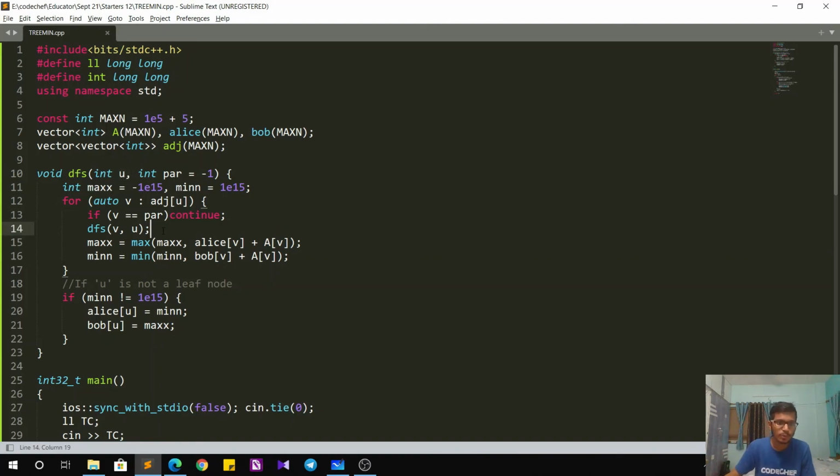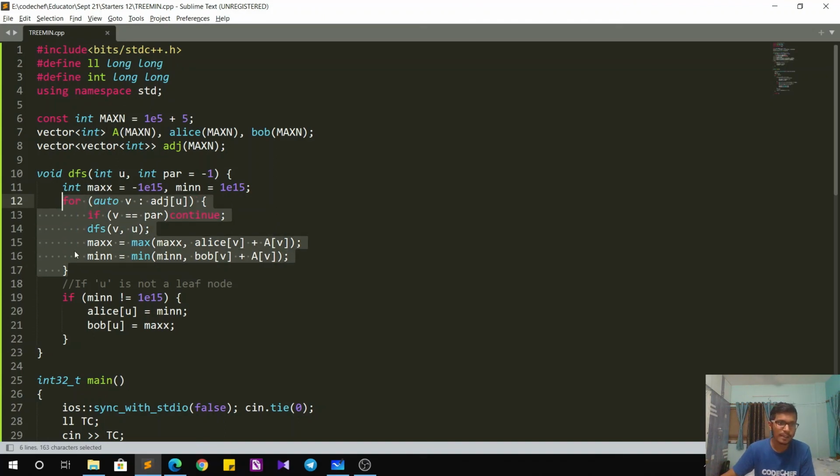So what I do is take the maximum of Alice of v plus a of v, because Bob is going to try to maximize. If on current node u Bob is going to start, then definitely at v Alice is going to play. So Alice of v plus a of v is to be maximized, and I maximize that over all children. And vice versa for Alice, it is going to be minimized. So Bob of v plus a of v is minimized.